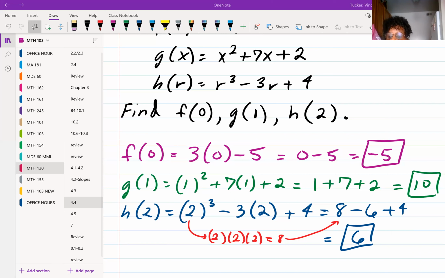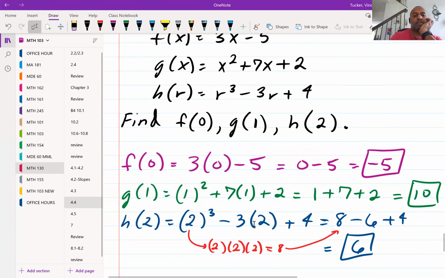Going back to look to see if there's anything else that it talks about in this section. Nope, that's pretty much it. Okay. Questions on any of this before we leave this section? Everybody good?